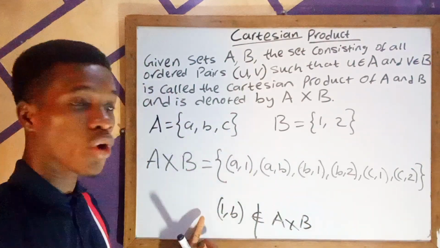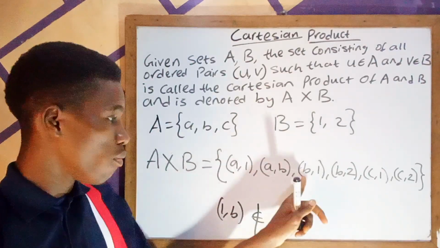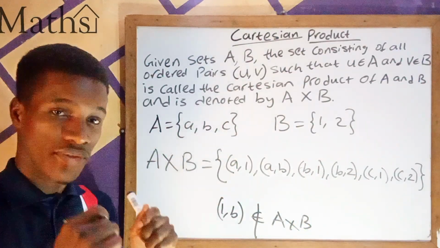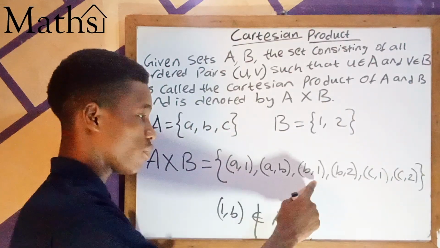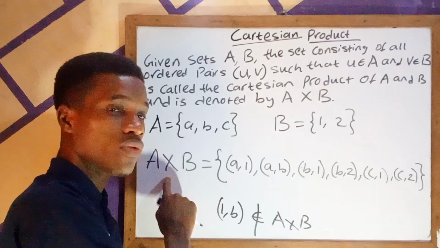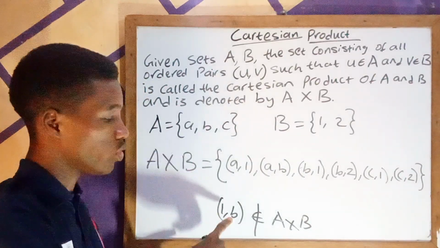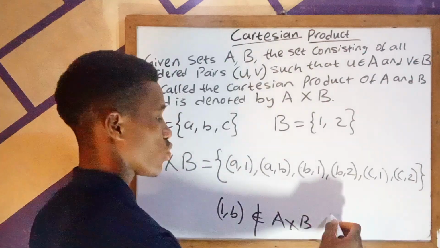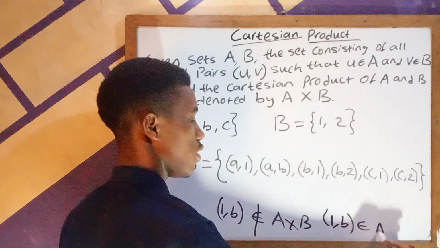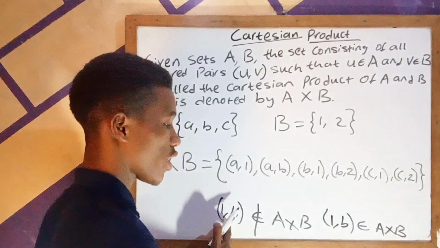Why? Because the order of arrangement matters. 1 comma b is different from b comma 1 because this is an ordered pair. I want you to get this definition very well. This is different from this. So this is not an element of this cross product, that is this Cartesian product. It's not an element. So this is the odd member. Whereas 1 comma b is an element of A cross B. So this one is this, since it's another pair, it is different.